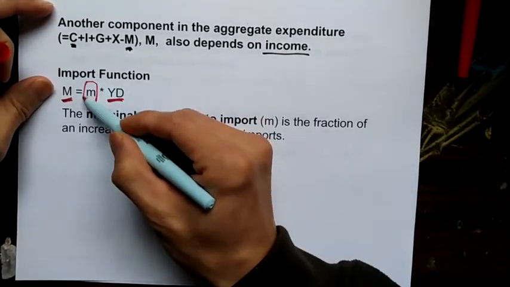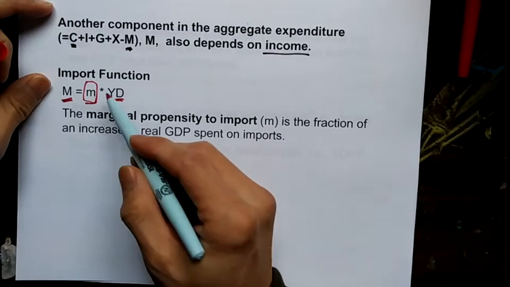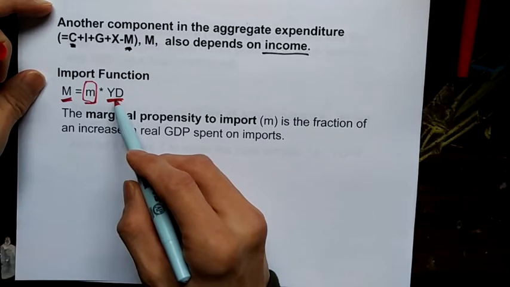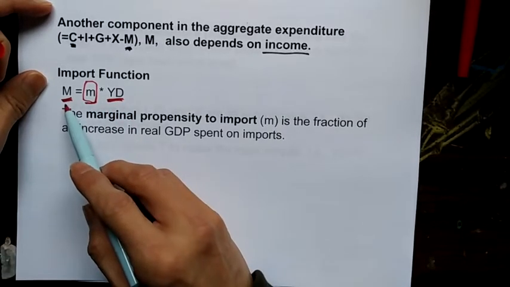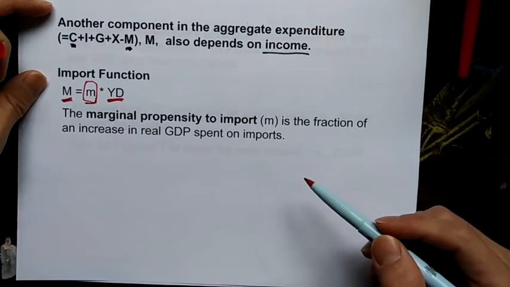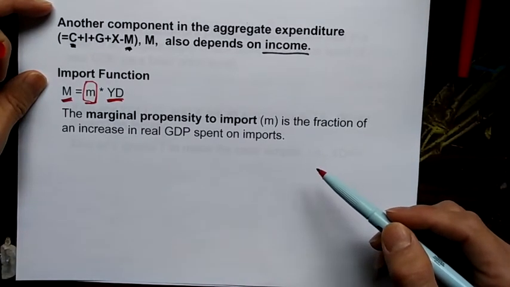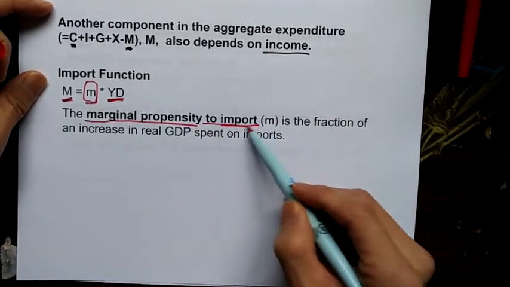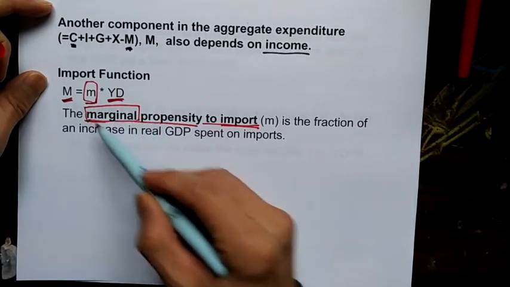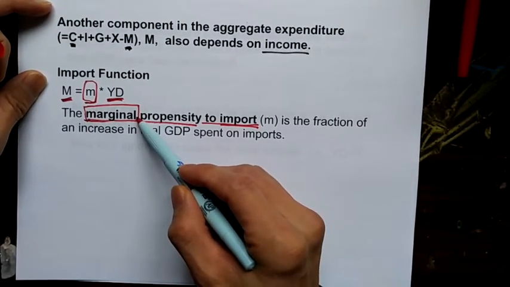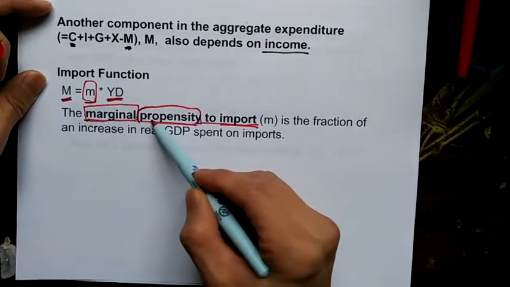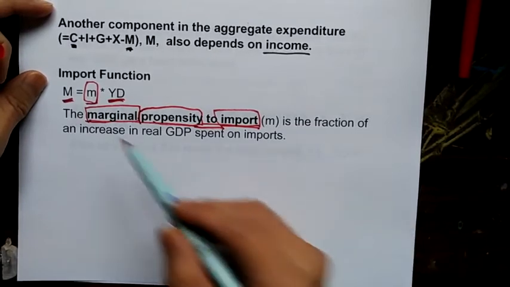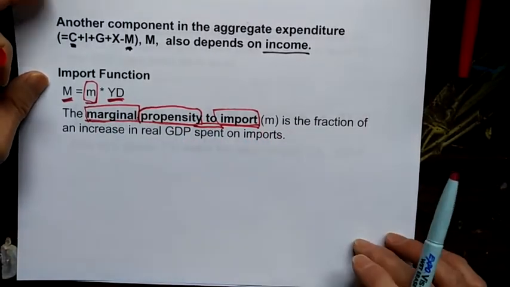Then what is M? Little m here. Little m is if I give you $1 extra of disposable income, how much of this $1 extra you're going to spend on import? Does that sound familiar? That is the marginal propensity to import. If I give you $1 extra, how much of this $1 you intend to spend on import? Therefore, this is called marginal propensity to import.